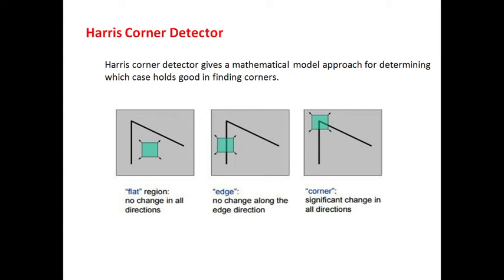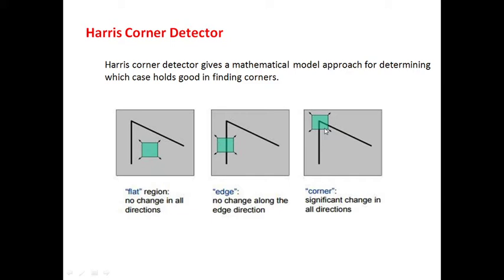The Harris Corner Detector gives a mathematical model approach for determining the best case in finding the corners in a given image. So you can see here I do have the image. This is a flat region where there is no change in all directions. That means if I move the mask in any direction, I won't have much change in the intensity. Coming to here, there won't be any change along the edge direction. And coming to here, if I move the mask in any direction, I will find a significant change in its intensity level.